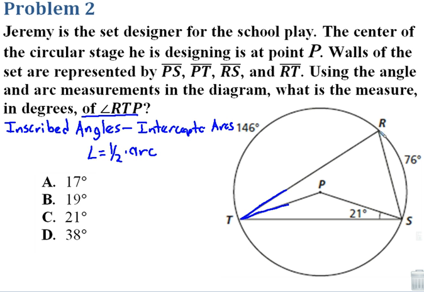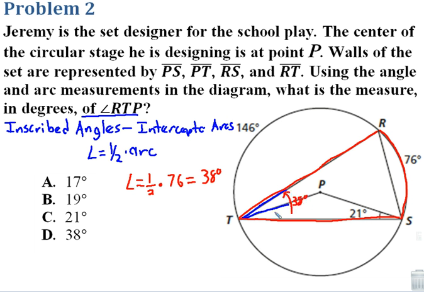Now, the arc I'm given, RS of 76 degrees, that's actually going to correspond with this larger angle, STR we could say. So that's not actually what I'm looking for here, but it's going to give me a start. I know that that angle is going to be equal to 1/2 times the arc 76, which gives me 38 degrees. Okay, so this larger angle in red here is 38.